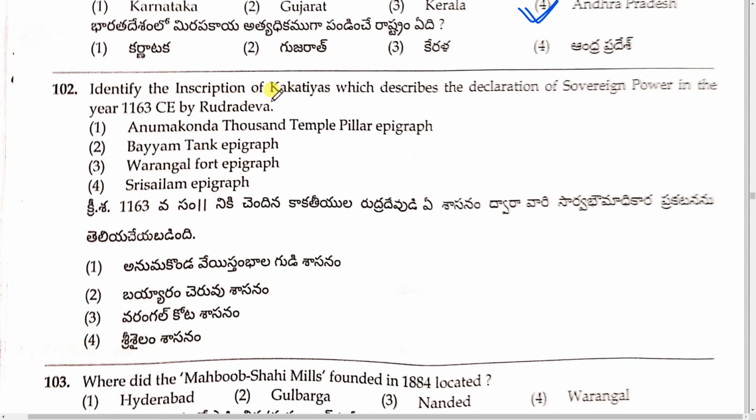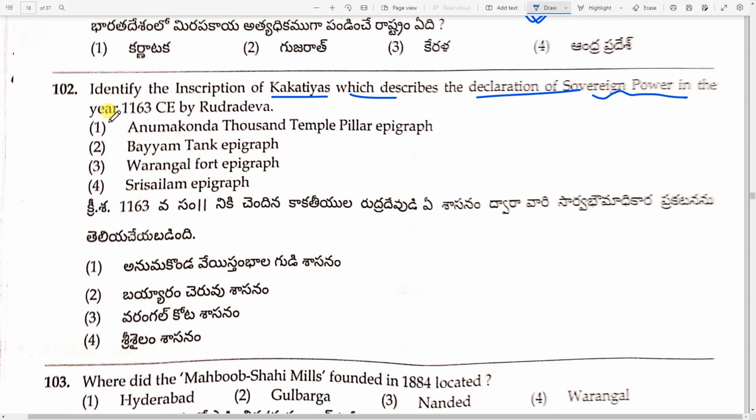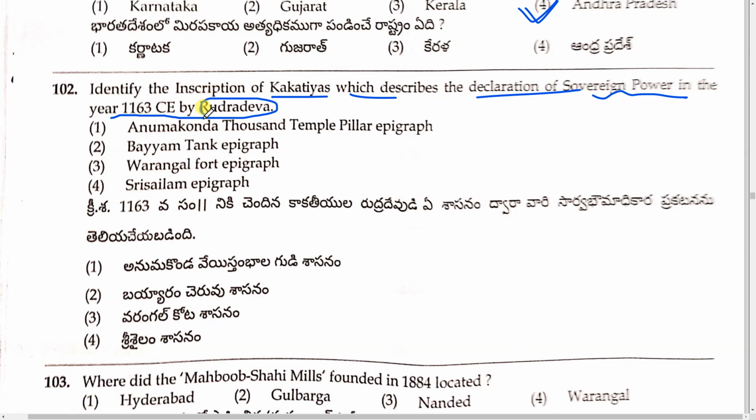Identify the inscription of the Kakatiyas which describes the declaration of sovereign power in the year 1163 CE by Rudradeva. It is asking about Rudradeva. The correct answer, as per my opinion, should be option number 4. Again, it may be wrong.